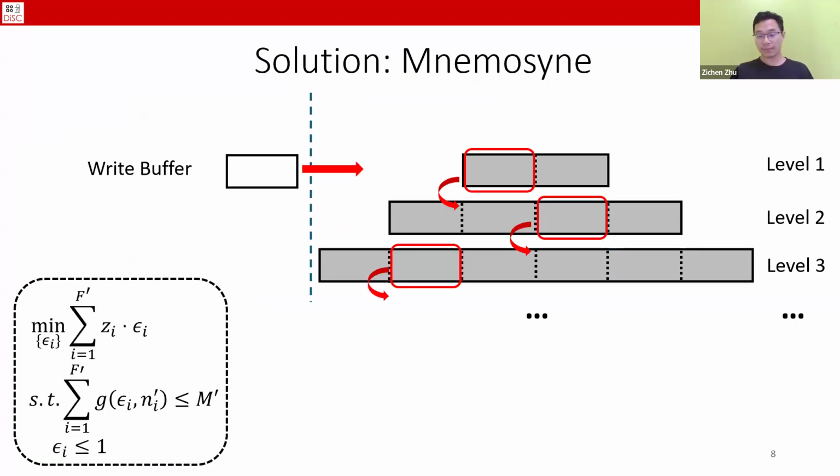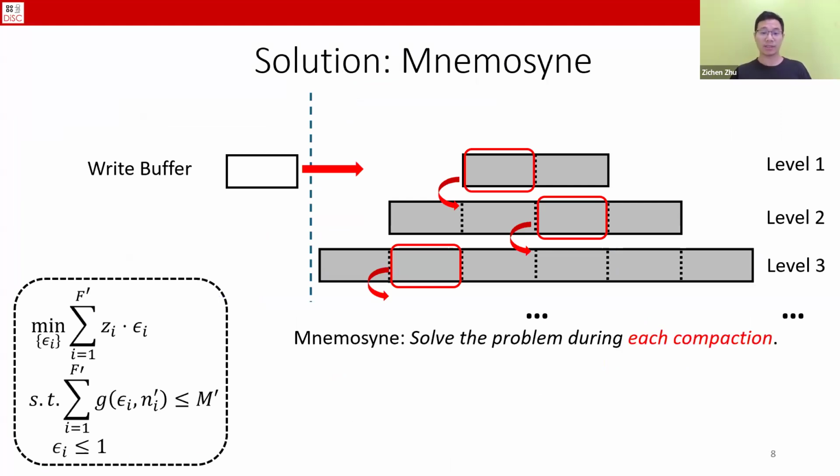To achieve this, we propose Mnemosyne. We try to solve this optimization problem during each compaction. And as you can see from the dashed border box here, we have F prime, which represents the current number of files, and M prime, which represents the current memory budget. And we do not need to know the F and M in advance because we just solve this optimization for that state of our LSM-tree.